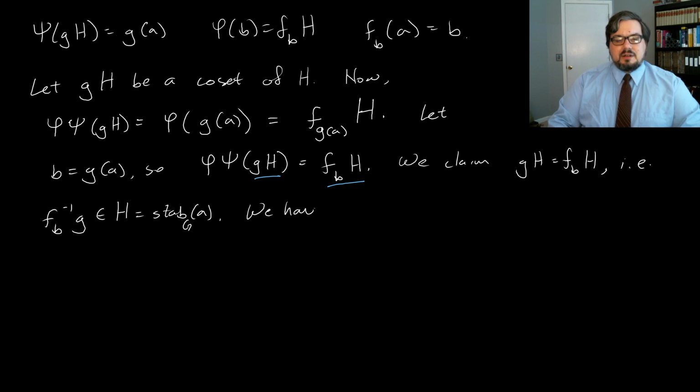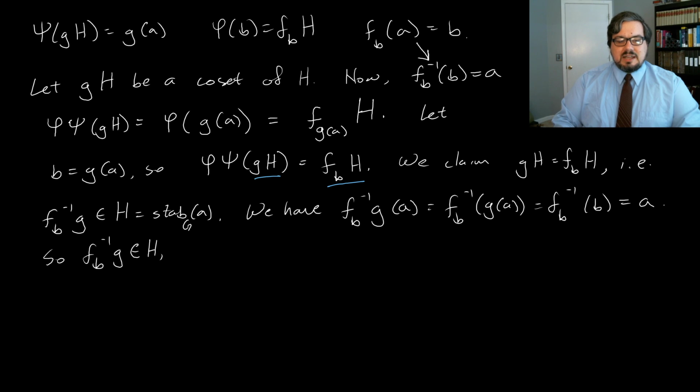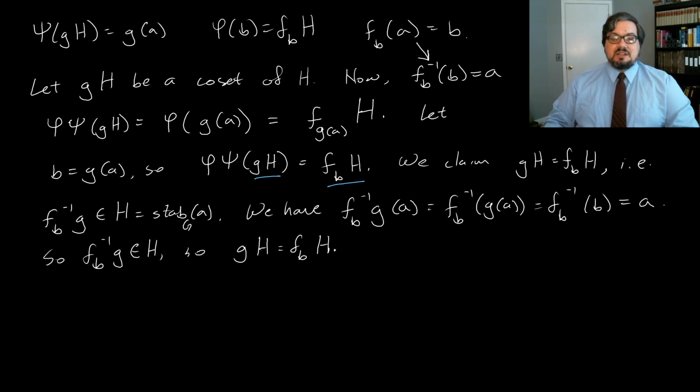So we have that f_b inverse g of A is f_b inverse of g(A), which is f_b inverse of b. Now we know that the permutation f_b sends A to b, which means that if I take the inverse permutation, that's going to send b to A. So that tells us that f_b inverse of b is equal to A. So that means that f_b inverse g does belong to H. So that tells us that gH equals f_b H. So we have one of the compositions that we need. When we take phi composed with psi, we get the same coset back, even though it's written in a different way potentially.